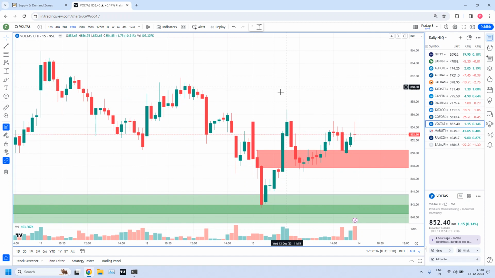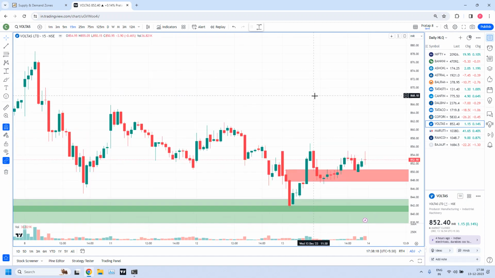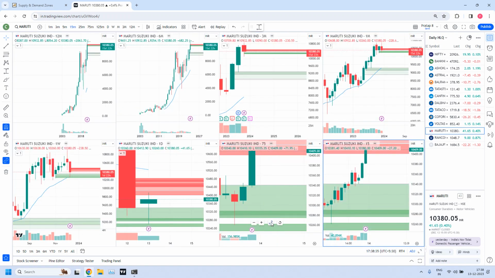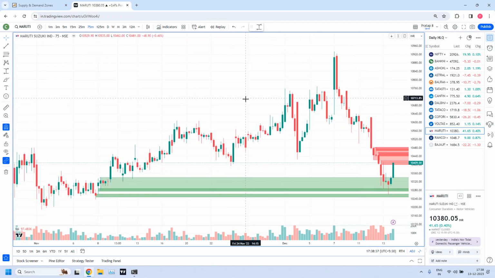So Voltas is another successful trade as per our high liquidity zone strategy. And next one is Maruti. Maruti also we got one successful trade. Maruti is also a 75-minute stock. First, let us get into the 75 minutes time frame.